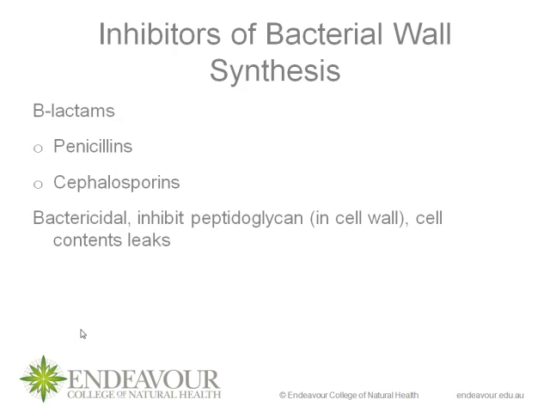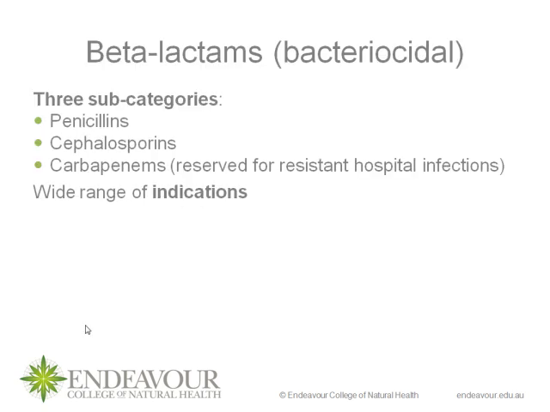So first of all, the first chemical class, the penicillins, different from the cephalosporins, but they both contain a beta-lactam ring. These antibiotics are bactericidal and inhibit peptidoglycan in the cell wall, and the cell contents just simply leak out. The carbapenems are one of those class of drugs that are withheld and reserved and only used if there is a penicillin-resistant strain, a resistant hospital infection such as methicillin-resistant Staphylococcus aureus.